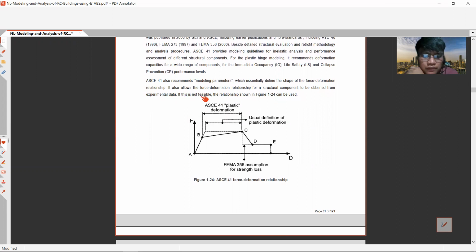It also allows the force-deformation relationship for a structural component to be obtained from experimental data. So if this is not feasible, the relationship shown in figure 1-24 can be used. Okay. This is the FEMA 356 and ASCE 41 force-deformation relationship.